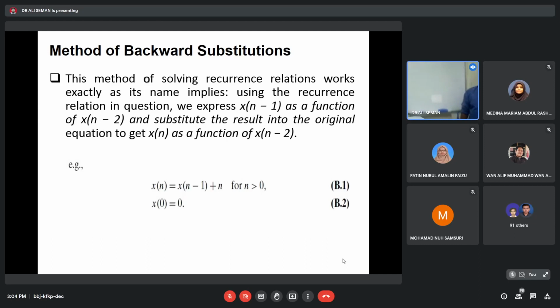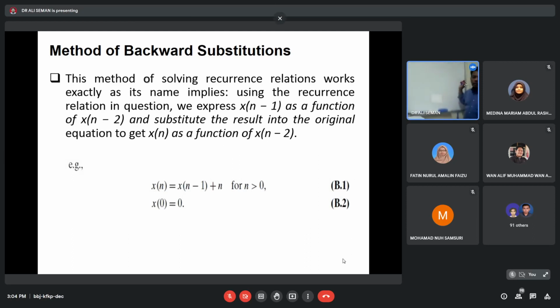This method of solving a recurrent relation works exactly as its name implies, using the recurrent relation. And I hope that you know what a recurrent relation is. As I mentioned many times, what is a recurrent relation? In the equation, we express x of n minus 1, so n minus 1 or n minus 2, that is actually the recurrent relation. Recur, right? n minus 1, n minus 2, n minus 3, n minus 4, until n minus n.